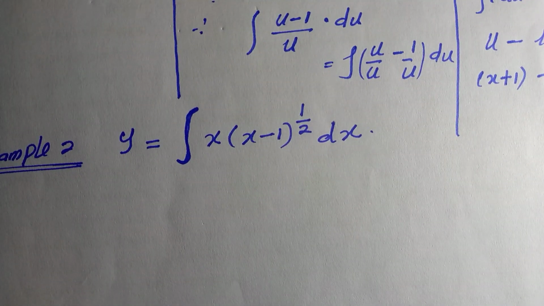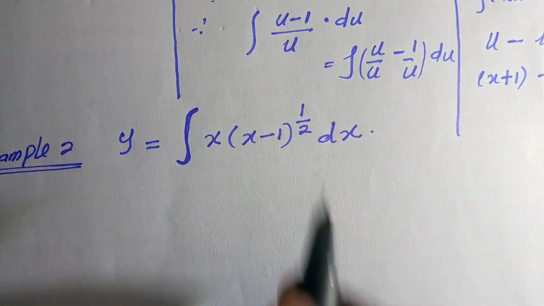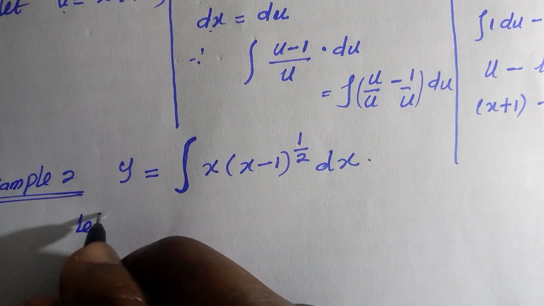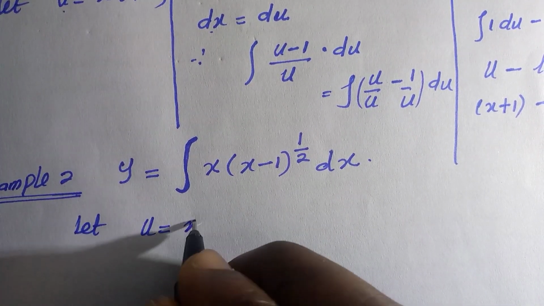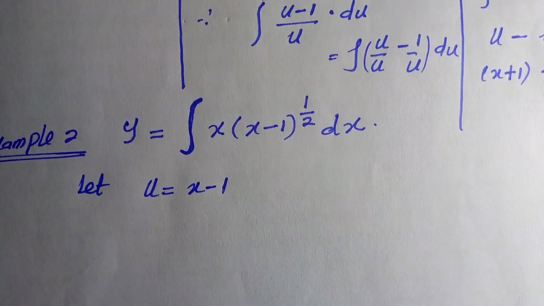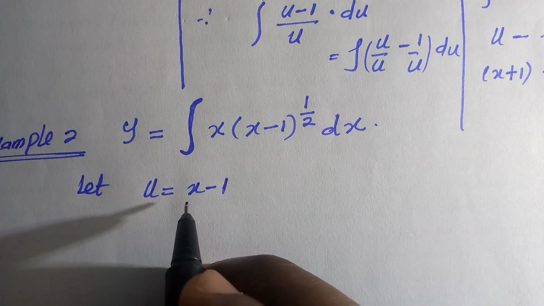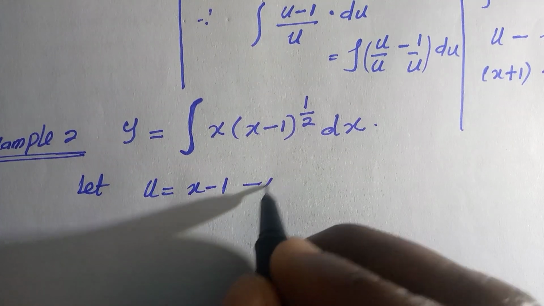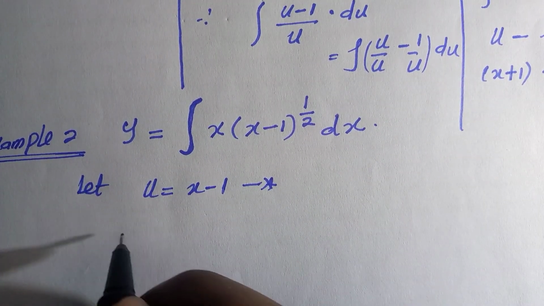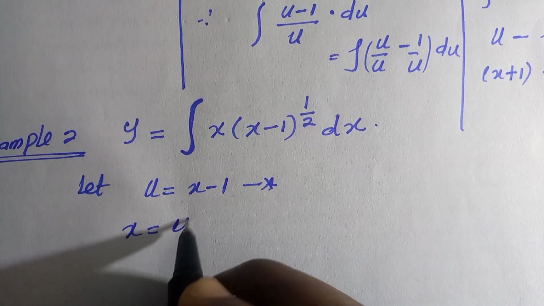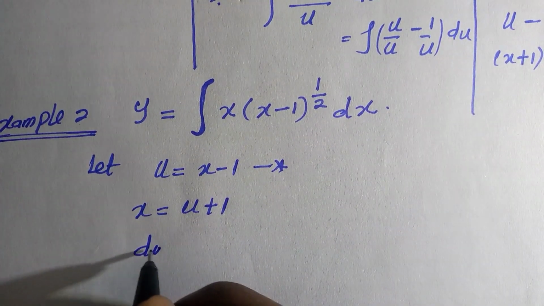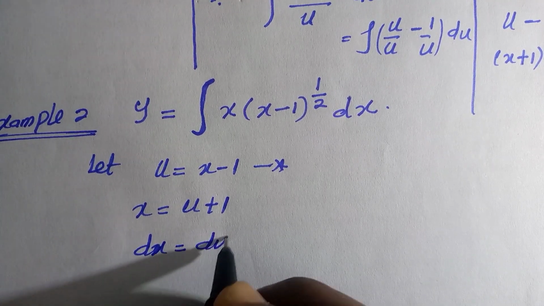And here is another example for us to solve, but this one is taking the power of 1 over 2, which is also the root. To solve this, we let u be equal to x minus 1, and by doing that, we change the variable as well. And by changing this variable, we have x equals u plus 1. And we differentiate the new formation, which is dx equals du.